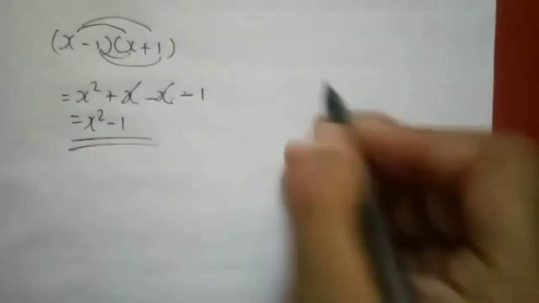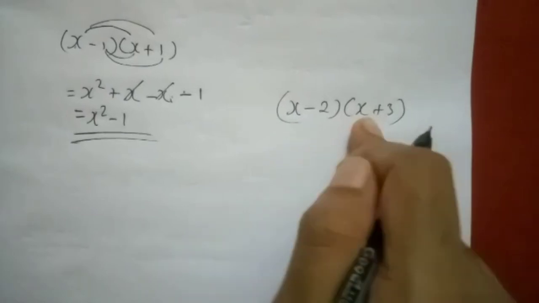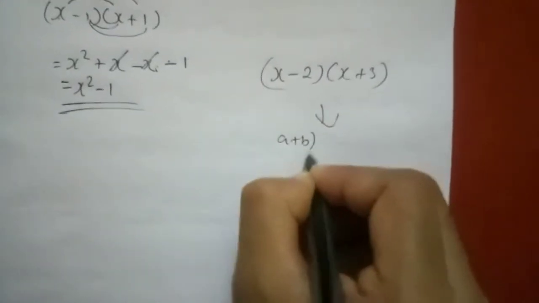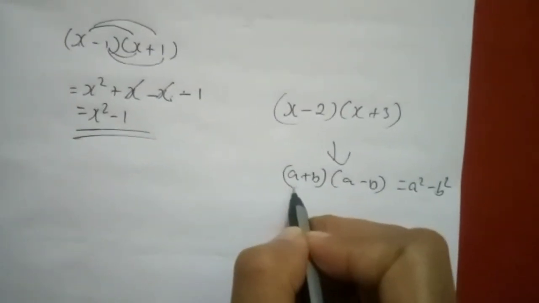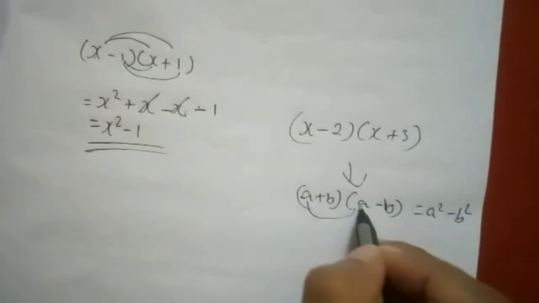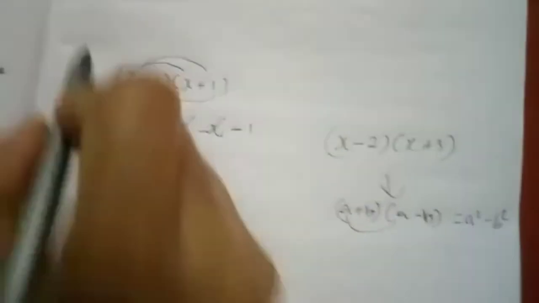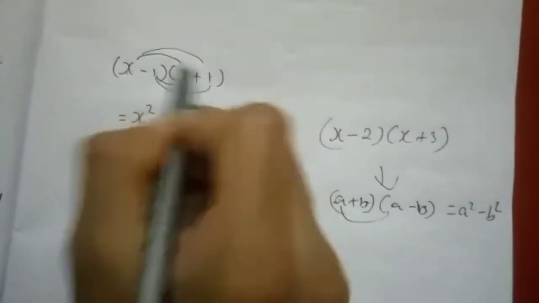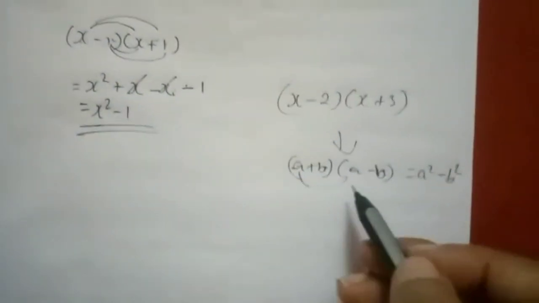Sometimes it will not be in the formula form, that time you have to do the multiplication itself. For example, if they have given, instead of 1, x minus 2 and x plus 3, now you cannot apply that formula, because that formula, a plus b into a minus b is equals to a square minus b square, right? See, the numbers in the left hand side brackets and right hand side brackets should be equal. A and a, b and b. Here see, x and 1 are equal, only the operation signs are changed, plus and minus. Same way here, plus and minus.